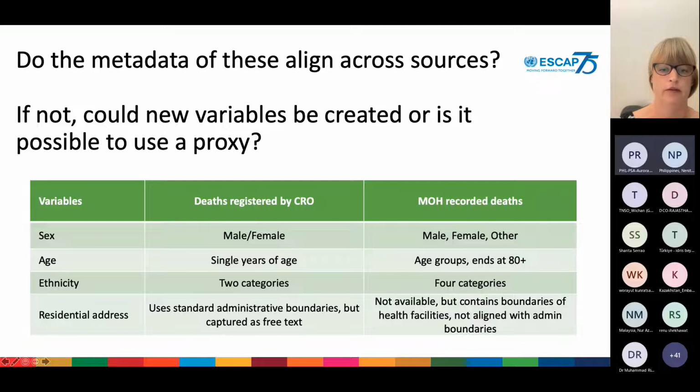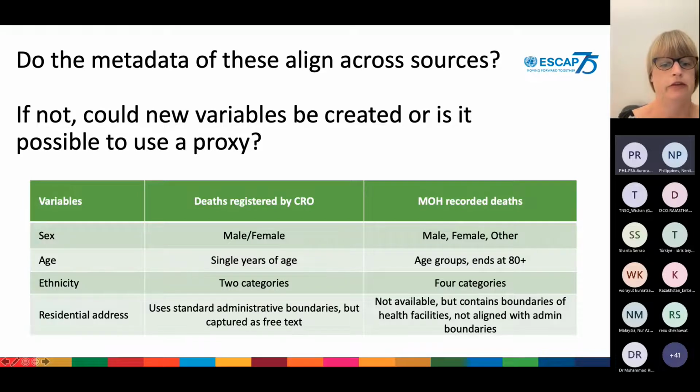In this example, we have registered death data from our civil registry, and we have recorded births from our Ministry of Health. In terms of sex, the registry only has two categories. They only collect male and female. The Ministry of Health has male, female, and other. The registry has single years of age for deaths, but the Ministry of Health only has age groups, say 10 to 14, 15 to 19, etc., capped at age 80 plus. In the registry, there are only two ethnicity categories, say Indigenous and all other ethnicities, but the Ministry of Health captures four ethnicity categories.